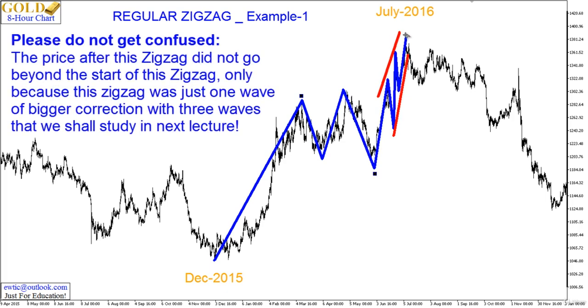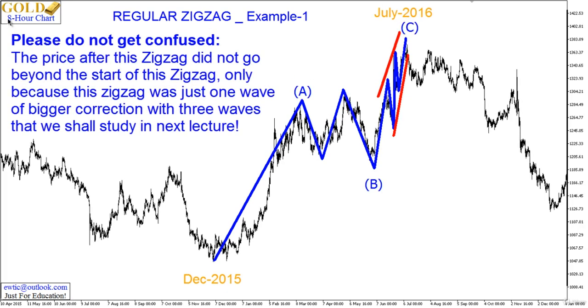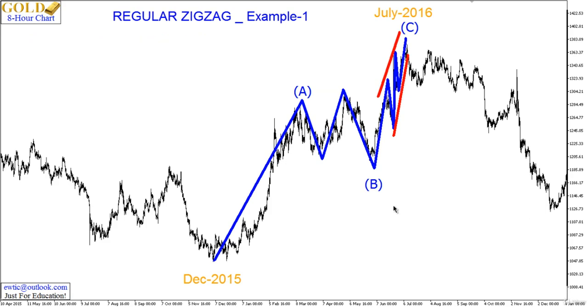A, B, and C. This was a zigzag in the price chart of gold back in 2015 and 2016. And what happened after the completion of the zigzag? We saw a counter trend move here. So now let's have a look at another example.